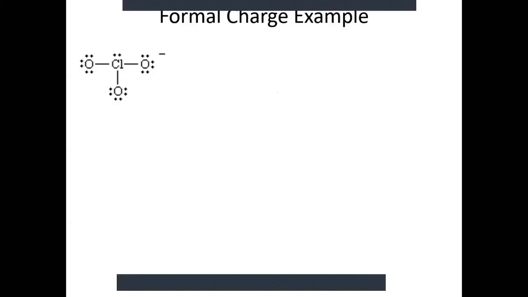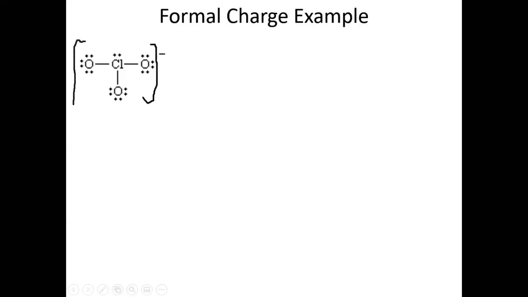Next, we'll look at the chlorate ion. Chlorate ion has three single bonds. Let me just fix this up a little bit. So again, this would be a negative, a negative, a negative. Again, they're all negative one, negative one, negative one. This would be a plus two. So again, there should be a better way to draw this.